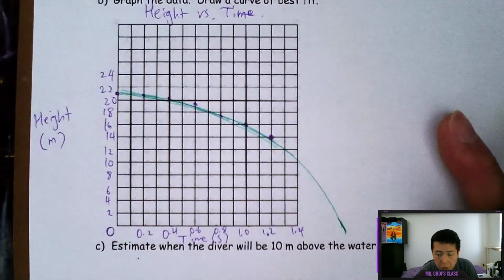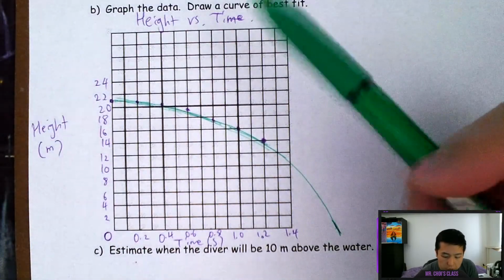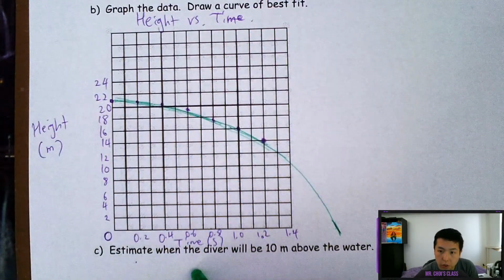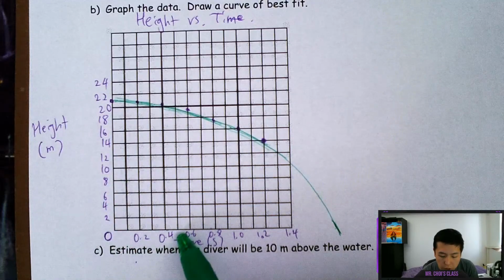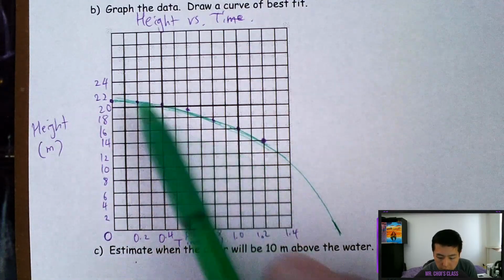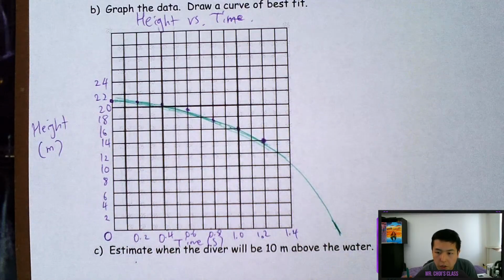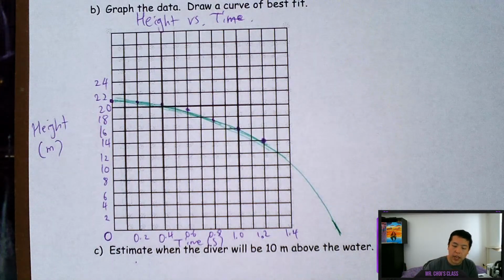So this total would be 7 marks. Your title, 1 mark. Your 2 axis titles, 2 marks. Your 2 scales, 2 marks. Your points, 1 mark, and then your curve of best fit is your last mark. 7 marks. Now that we have that, if I ask you, what trend do you see?